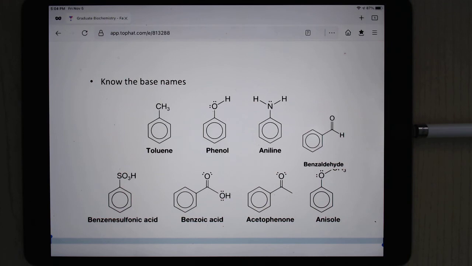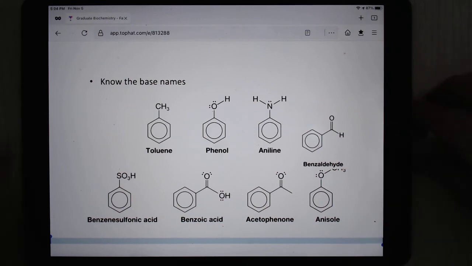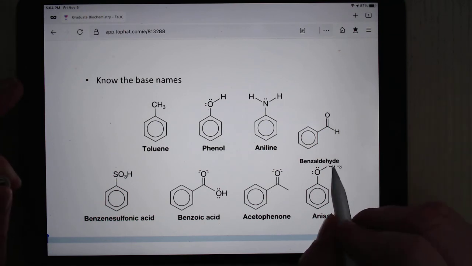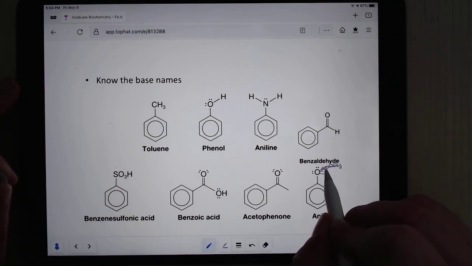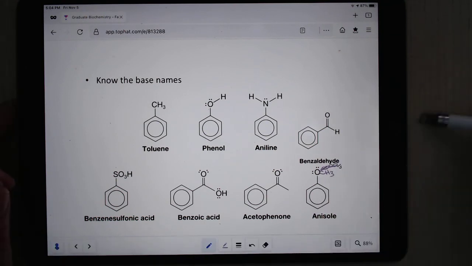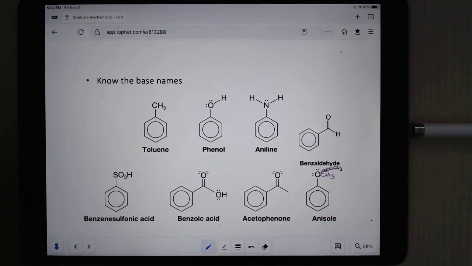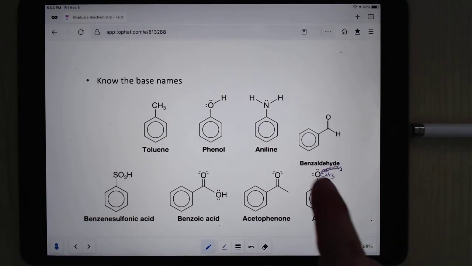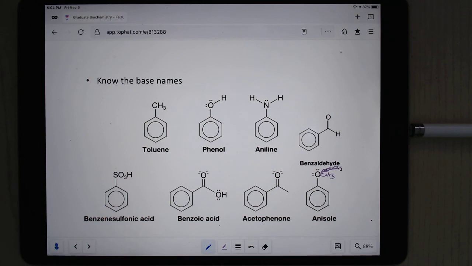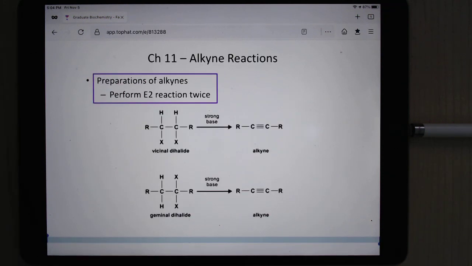Now, one of the things you want to know is you will need to know the base names. I don't know what happened here, but this is supposed to be a CH3 at the end. Somehow the benzene got moved down. But that's OCH3 for anisole. Okay. But you want to know what those base names are. We won't do proper naming, but at least know what those are.